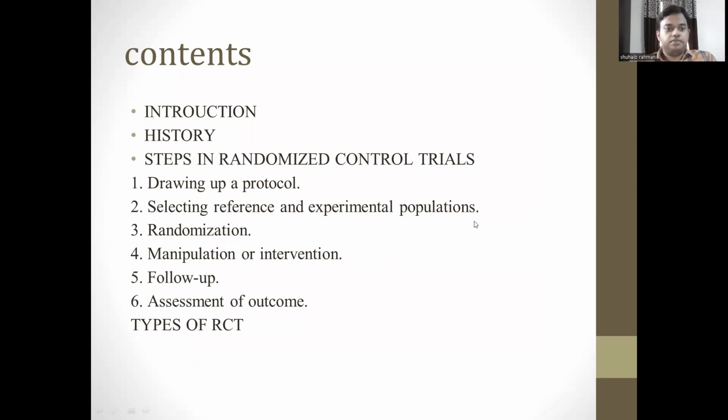That's introduction, a brief history of experimental studies, then steps in randomized controlled trials, and drawing up a protocol, selecting reference and experimental population, randomization, which is the main step in randomized controlled trials, manipulation or intervention, then follow-up and assessment of outcome. And the next portion is types of RCT that will be covered in the next session.